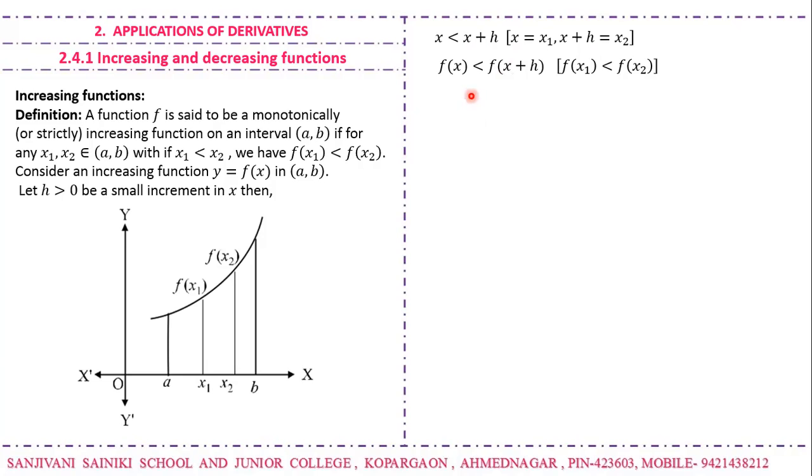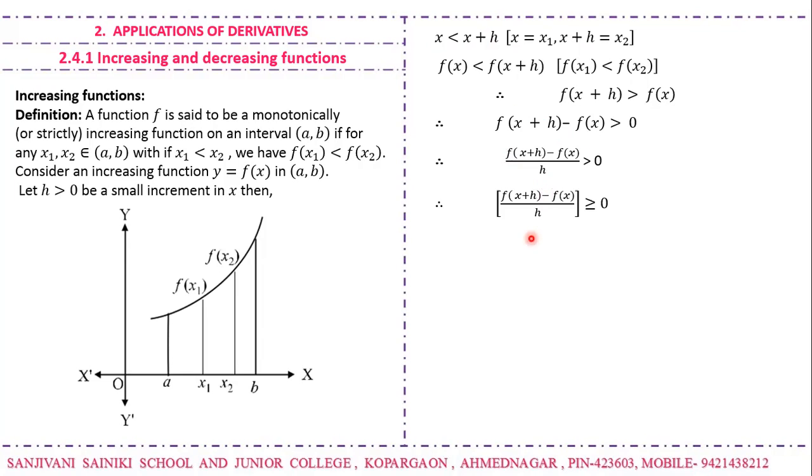Now the function is increasing, so we write f of x plus h is greater than f of x. Subtract f of x from both sides, and we get f of x plus h minus f of x is greater than 0. Now h is greater than 0, h is non-zero, so we can divide by h. So we divide this equation by h, and this is greater than or equal to 0.